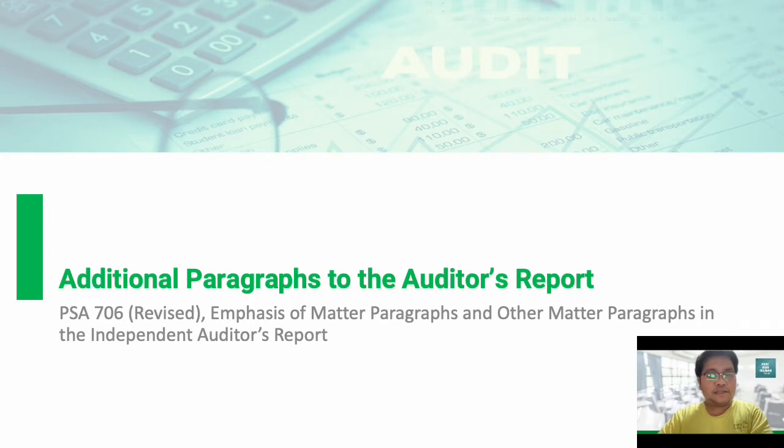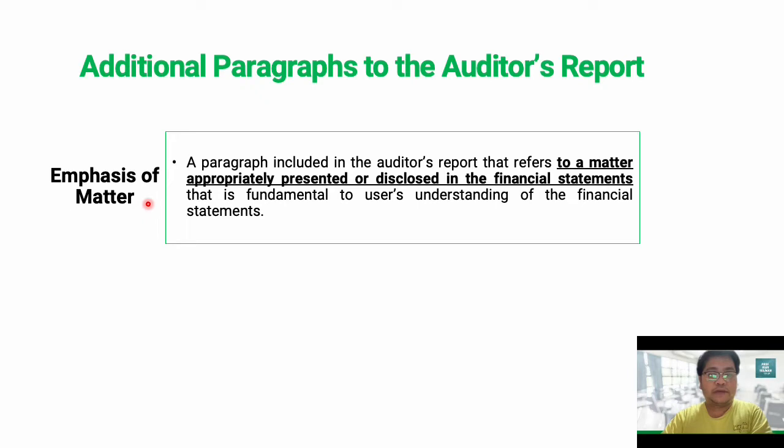Now let us discuss the additional paragraphs to the auditor's report. For this part, our reference is PSA 706, Emphasis of Matter Paragraphs and Other Matter Paragraphs in the Independent Auditor's Report. Again, we have two types of additional paragraphs or explanatory paragraphs. The first one is the emphasis of matter paragraph, which we include in the auditor's report when we refer to a matter appropriately presented or already disclosed in the financial statements that is fundamental or important to the user's understanding of the financial statements.